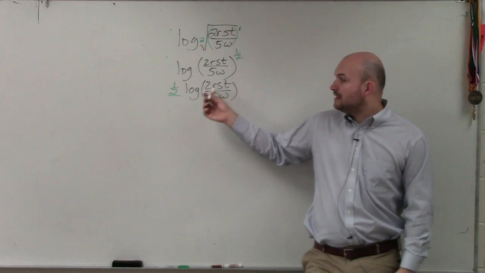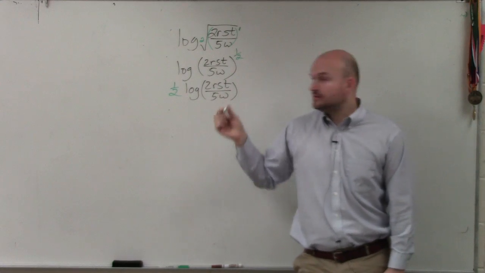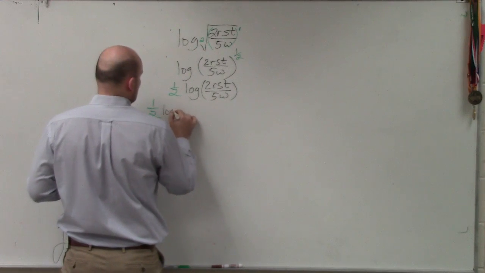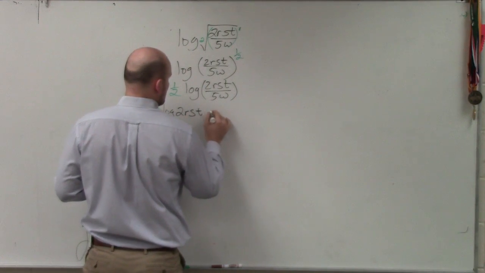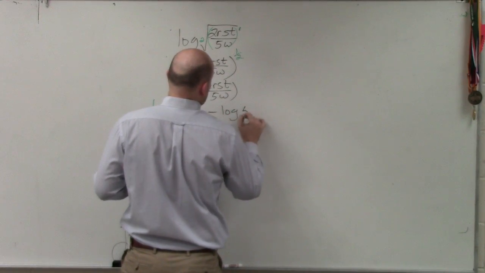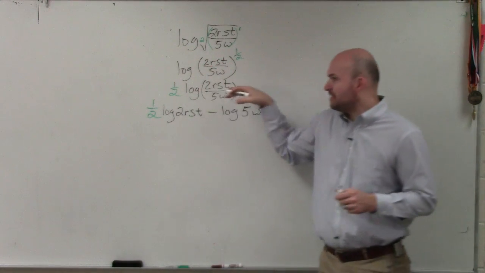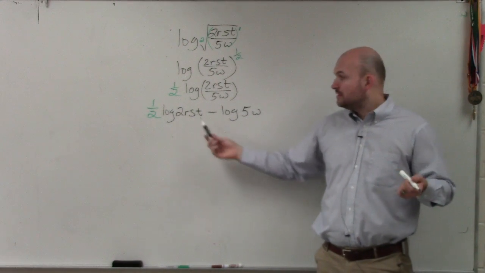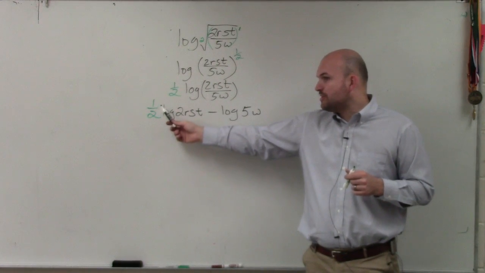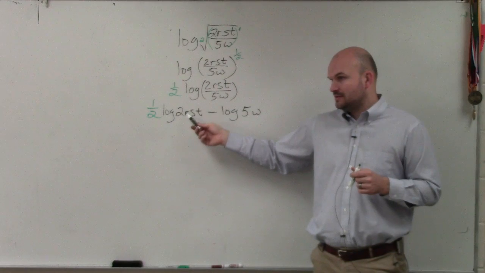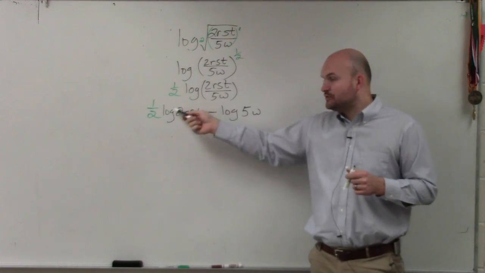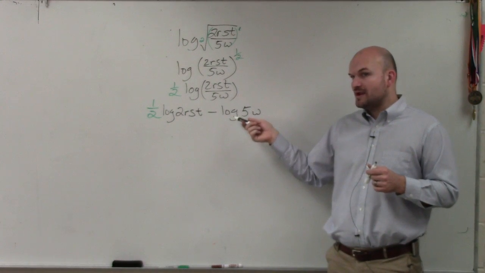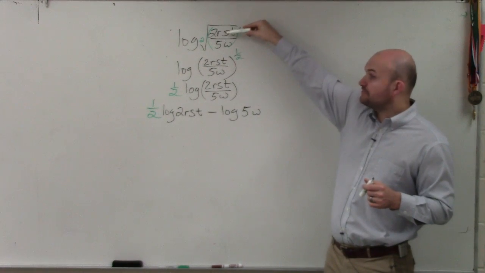OK. Well, now we could separate this by division. So therefore, I can rewrite this as 1/2 log 2rst minus log of 5w. Now, I'm not finished, but does everybody see how I separated the division as a subtraction of my numerator and my denominator? Now, there's something wrong with this. The problem is the 1/2, the square root, is only being applied to the numerator, right? You're not doing distributive property. If you were to condense this, you would only do the square root to this one, right? You wouldn't do the square root to this one, correct? But in reality, the square root is for the numerator and the denominator.